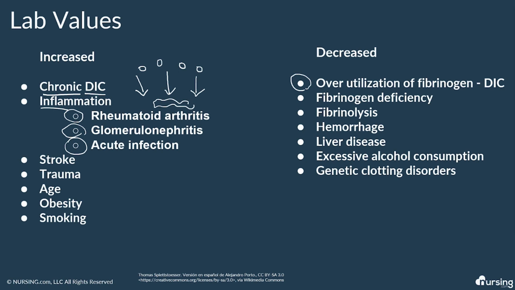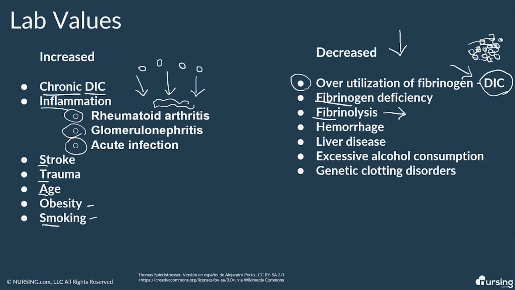Now, it's also going to be increased in stroke, trauma. It increases with age, and in lifestyle based inflammation like that of obesity and smoking. It will be decreased. There will be less fibrinogen in acute DIC because what's happening? A massive amount of clotting everywhere, right? And so then that means that the fibrinogen is taken up because there's so much clotting that's happening. It would also be decreased in a deficiency of fibrinogen, or in the case of fibrinolysis.